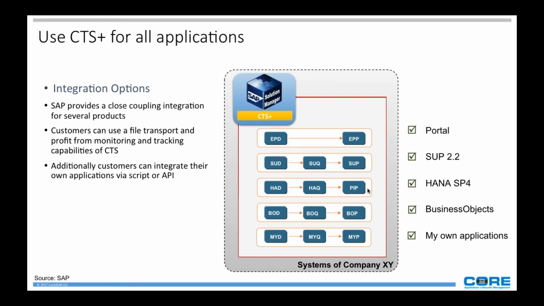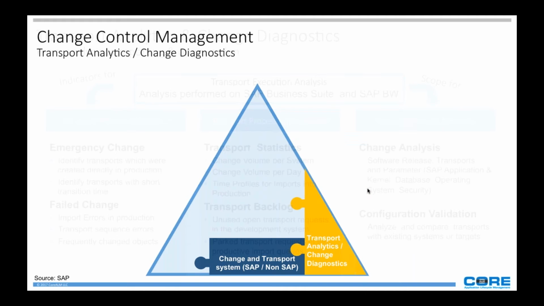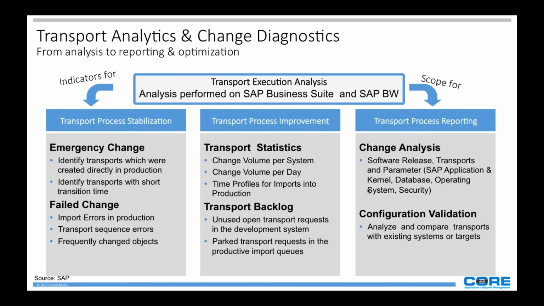And then when we talk about non-SAP objects, here's an example: CTS Plus. It's a framework in Solution Manager that allows you to manage non-SAP ABAP objects like Portal, HANA, Business Objects, and some applications that you may have running on your own. So SAP allows you to integrate that, with a close coupling, managing all non-SAP objects through CTS Plus.